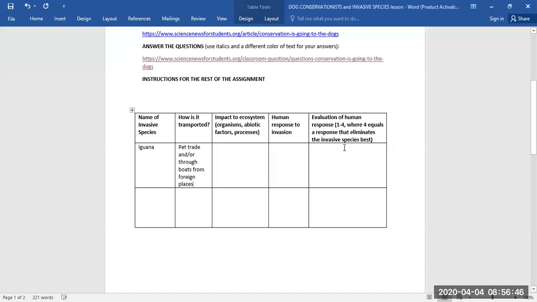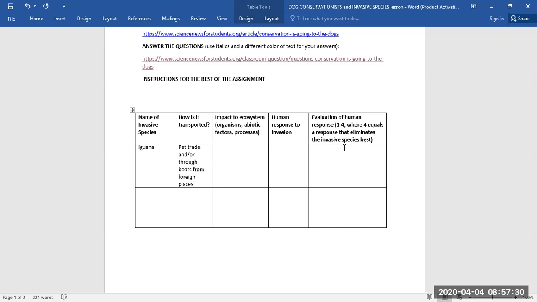For the last column, I would put my evaluation of human response with a 1 to 4, where 4 equals a response that eliminates the invasive species best. I don't really know how great this is. First of all, I don't agree with maybe the method, although it could become an important food source for South Floridians, but that's not what I'm evaluating. I'm just evaluating whether killing them would eliminate the invasive species. And yes, it would, but how many homeowners are going to go out and kill their iguanas in their yard? So it's hard for me to evaluate that.